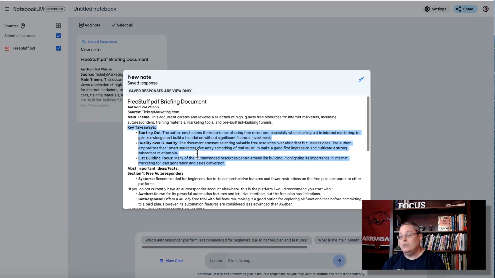the key takeaways that NotebookLM is giving me from this $1 that I spent. It's giving me this information about the author, about starting out, and the key takeaway. The thing that I need to take away that I'm sharing with you is the importance of using free resources, especially when starting out in internet marketing, to gain knowledge and build a foundation without significant financial investment. This is a key takeaway that, for the most part, people that watch my videos are trying to dip their toe in the water, or they don't have any money to spare, and they want to get started in this online thing. So I go back to NotebookLM.